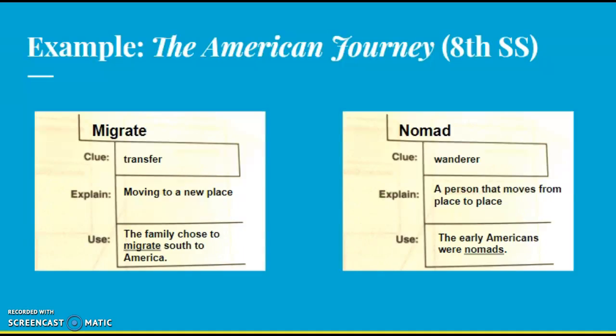I chose migrate and nomad, which are very similar, but students might become confused if they don't understand the words completely. So for a clue, I put transfer for migrate, and explain moving to a new place, hence immigrant, immigration, and then the use, the family chose to migrate south to America. So that would be in our text. Nomad, wanderer, a place or a person that moves from place to place, and the early Americans were nomads. So this is a very simple example. I would probably pull more than just 2 words. It would probably be 6.